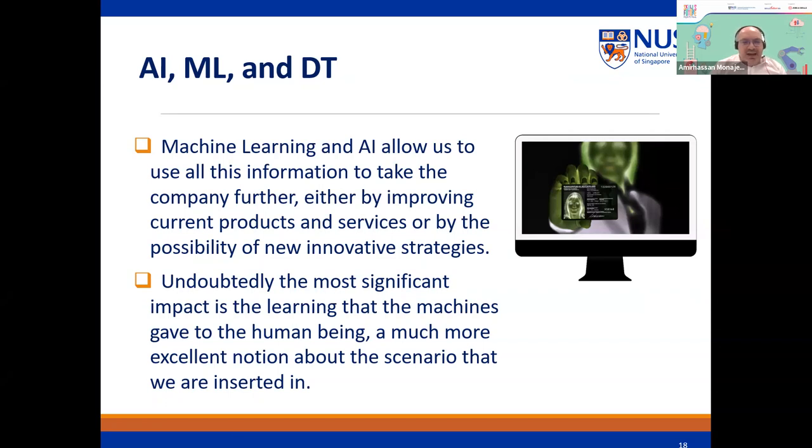Undoubtedly, the most significant impact is the learning that the machines gave to the human being, a much more excellent notion about the scenario that we are inserted in. What is the meaning of that? It means that we have got a scenario to generate data. This is one of the side products of our now digital business. But that side product can feed back into your system after being analyzed by machine learning and AI and give you insight, give you a better understanding of challenges and how to handle your challenges, how to ease your bottlenecks and something like that.